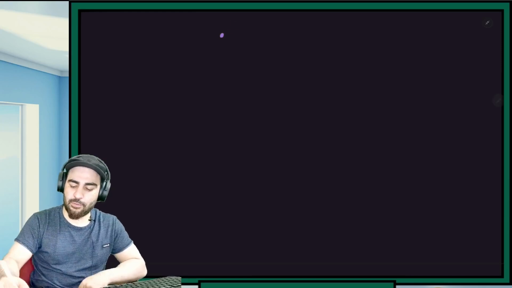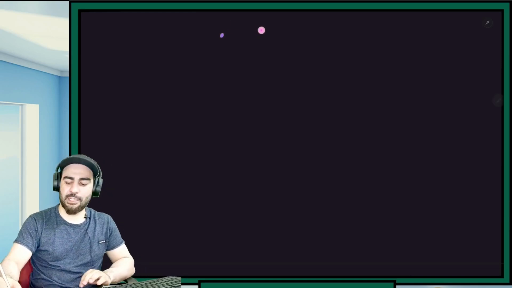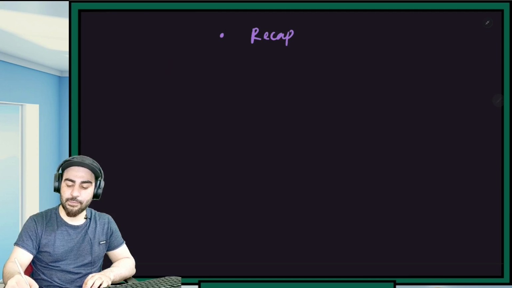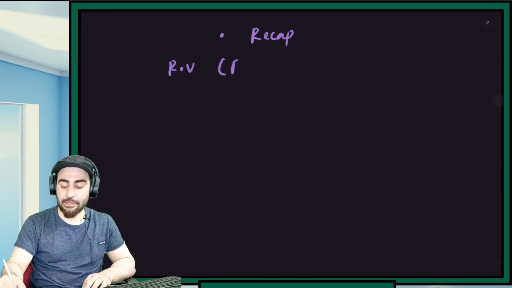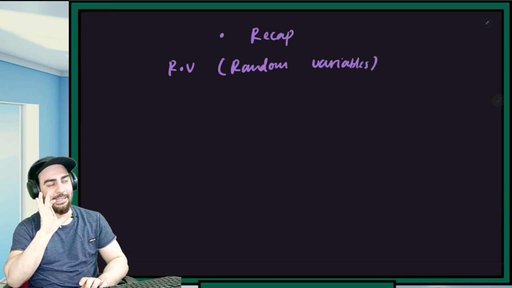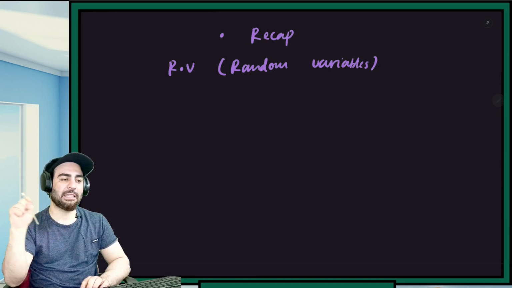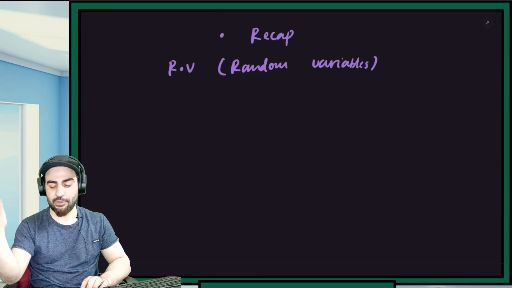So, resuming where we left off in the previous session, let's have a bit of a recap first. We learned about random variables. What we saw is that random variables are functions. Basically, they take input from the sample space and assign it a real number. So this is what random variables are.